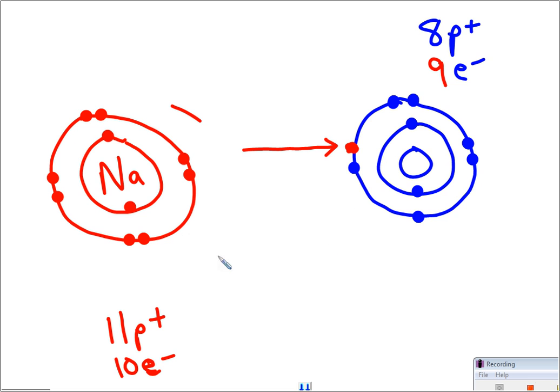And so what we're going to see here, a second sodium's going to come in. The second sodium comes in.